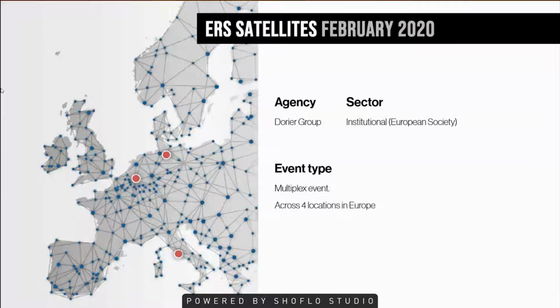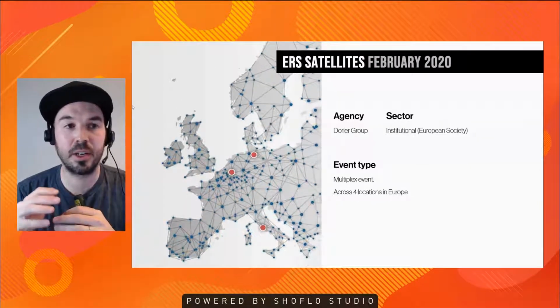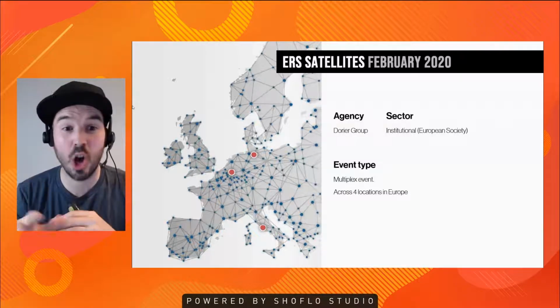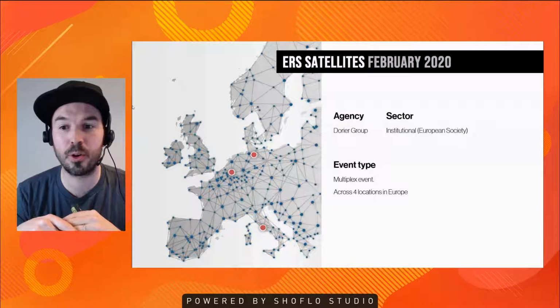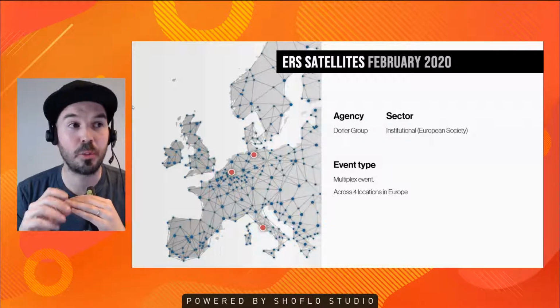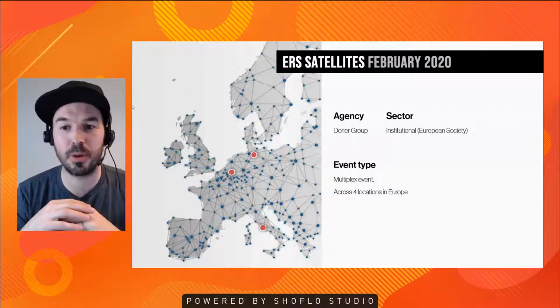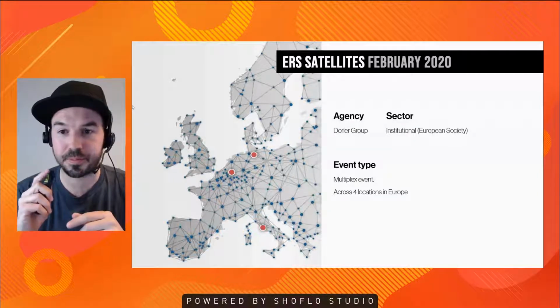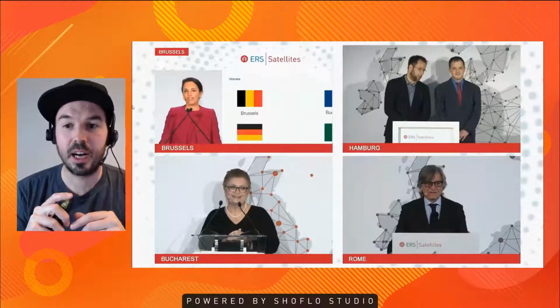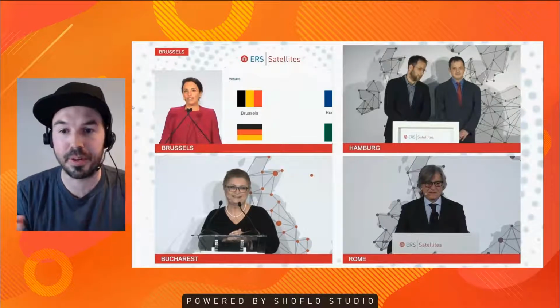2020 was the third edition of this event. It started as an 8 hub event across Europe. The second year was a 4 hub, a normal 4 hub, let's say, and this one was a 4 hub event across 2 days. This one was Brussels, Hamburg, Bucharest, Rome.